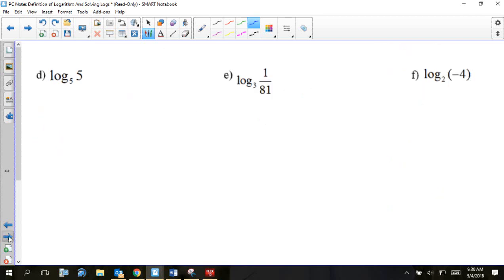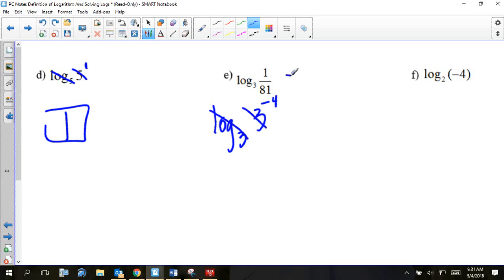All right, next one. The answer is 1. It is not 0. So when these cancel out, you get what the exponent is, which is 1. Now we've got log base 3 of 3 to some power, and that was in your assignment, so hopefully you know that. No, it's not 1/4. It's -4. Remember, the negative exponent is what makes it into the reciprocal. So -4 is the answer to this one.